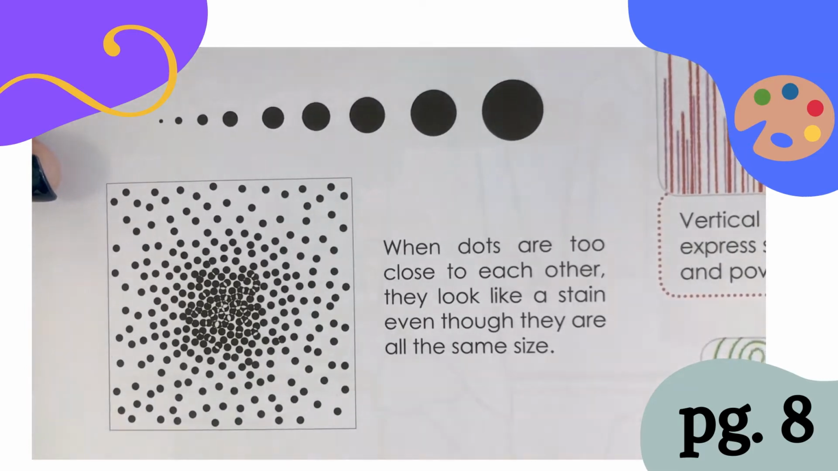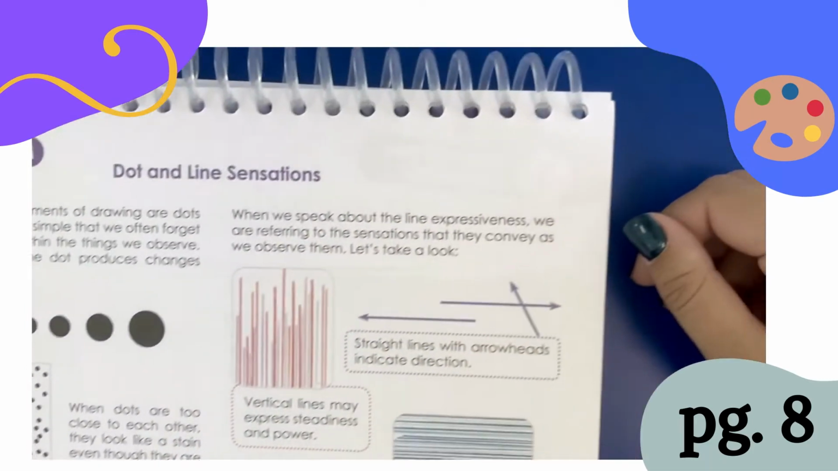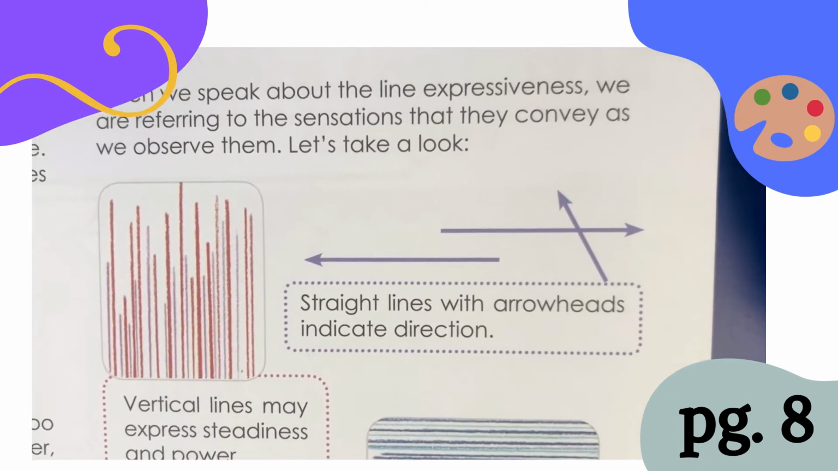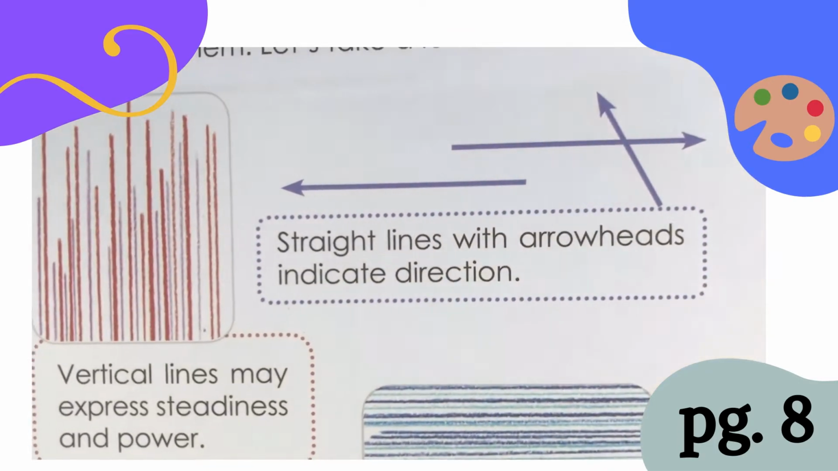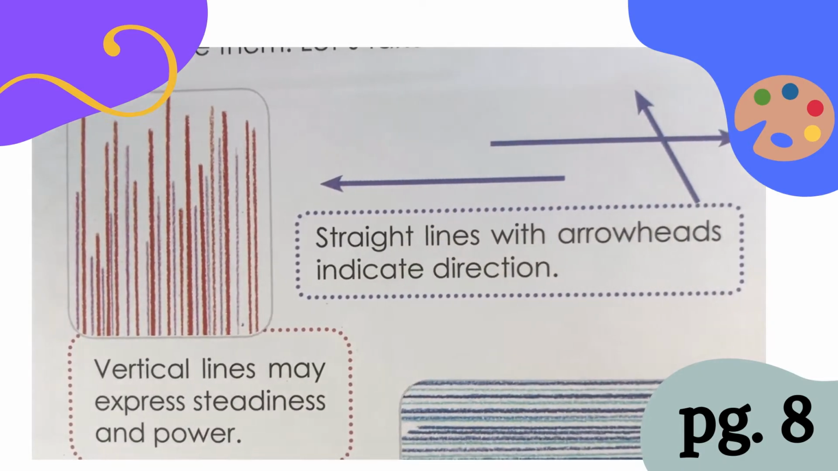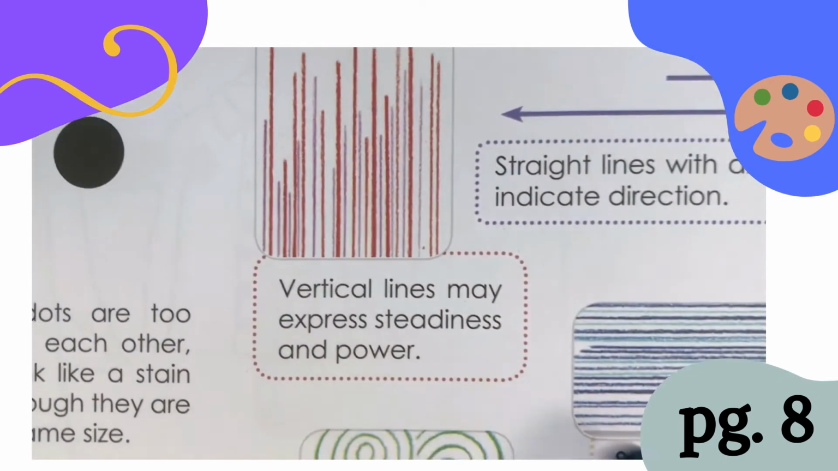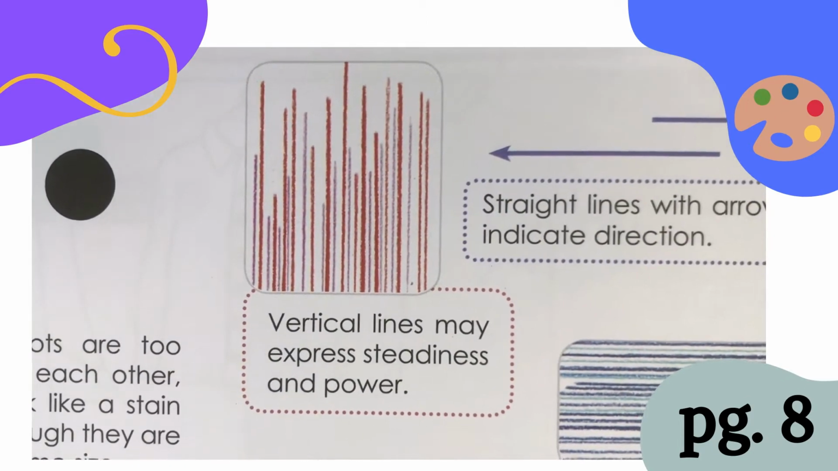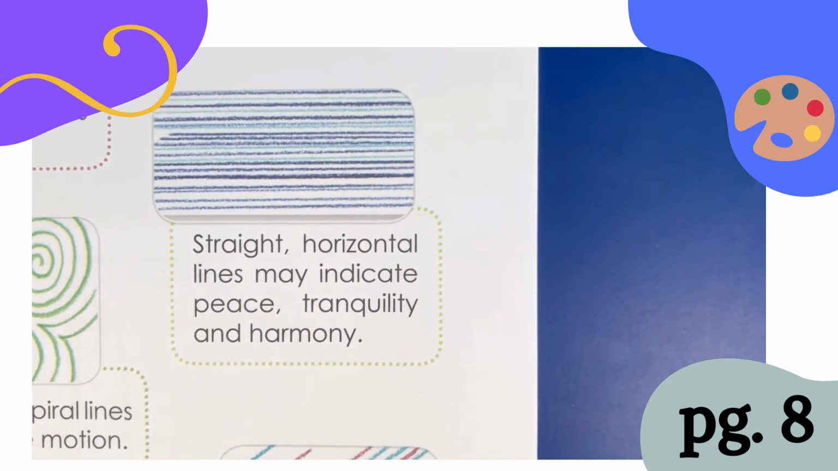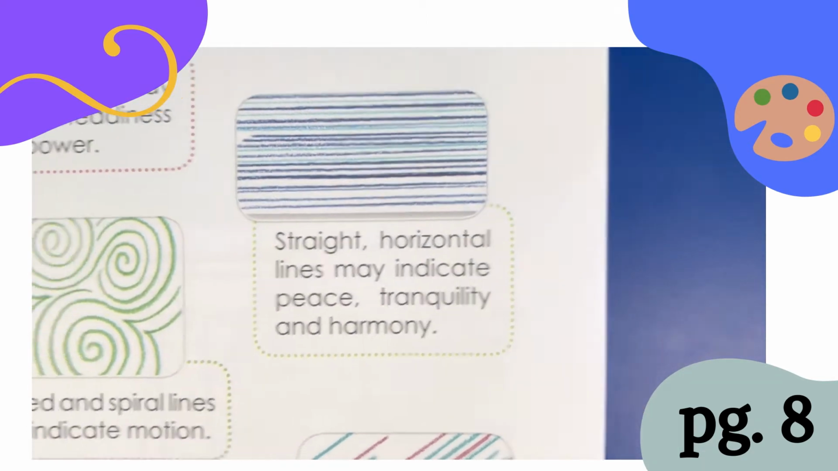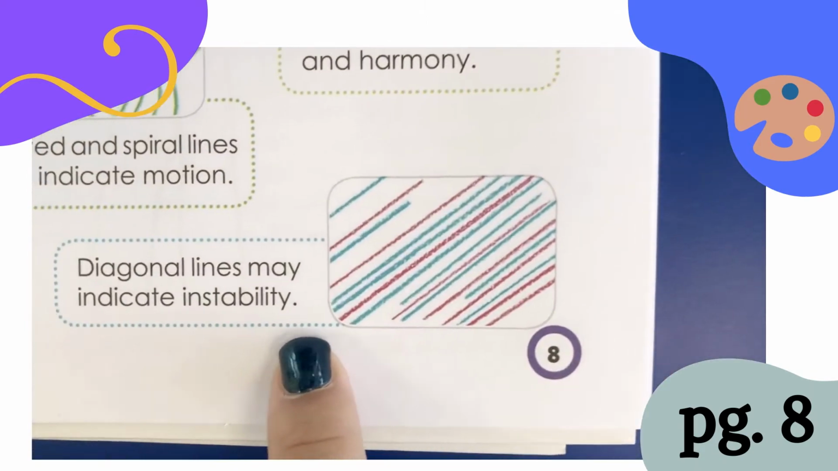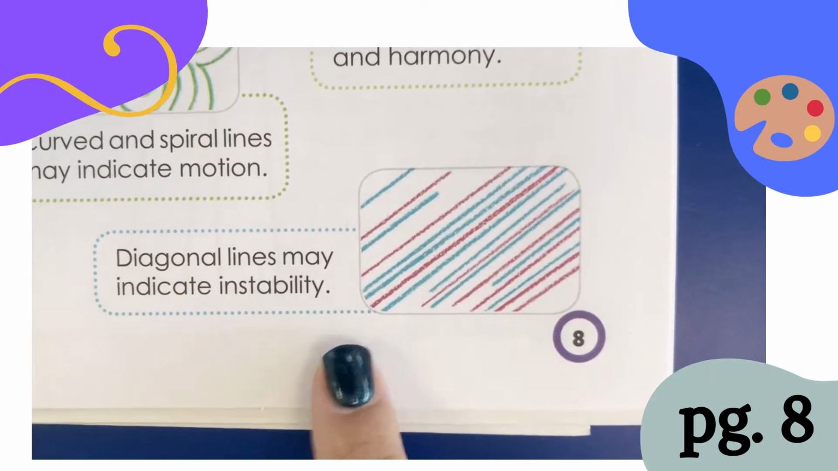When we speak about line expressiveness, we are referring to the sensations that they convey as we observe them, so let's take a look. In here, the straight lines have arrowheads that indicate direction. Here, the vertical lines may express steadiness and power. Straight horizontal lines may indicate peace, tranquility, and harmony. And curved and spiral lines may indicate motion. At last, diagonal lines may indicate instability.